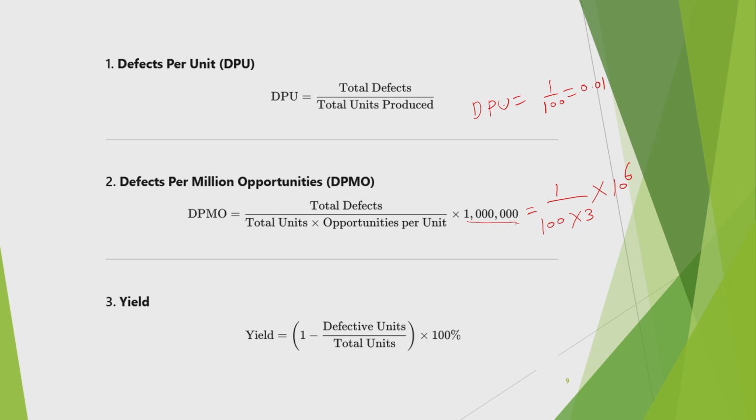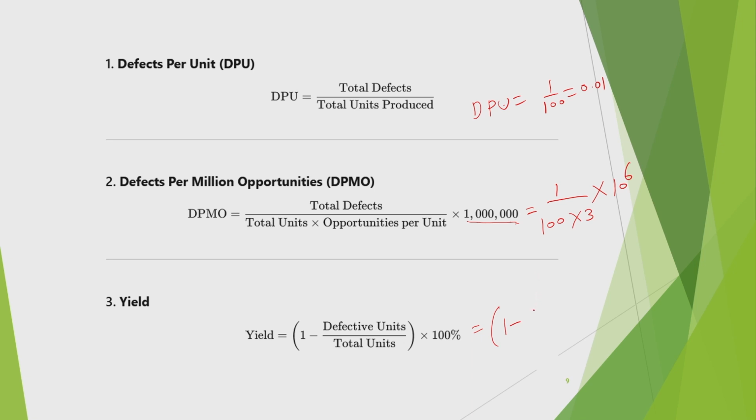Then the third important term is yield. We say yield is equal to 1 minus defective units divided by total units, into 100. So that is the yield. Suppose defect per unit is 0.01. Basically here it is the total defects. Some units can also have 2 defects, so that also has to be counted there. But here it is talking about defective units.